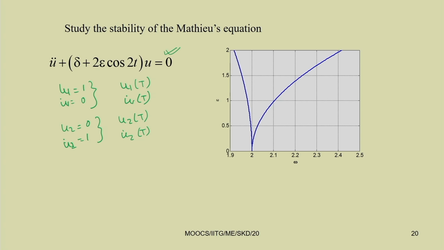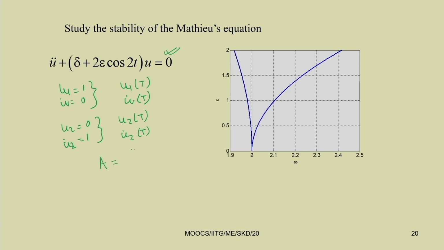So, we can write this equation as a first order differential equation. By taking the initial condition u1 equal to 0 and u1 dot equal to 0, you can find the solution after one cycle. Similarly, by taking the initial condition 0 and 1, that is u2 equal to 0 and u2 dot equal to 1, we can get u2 and u2 dot after one cycle. Now we can construct this A matrix.